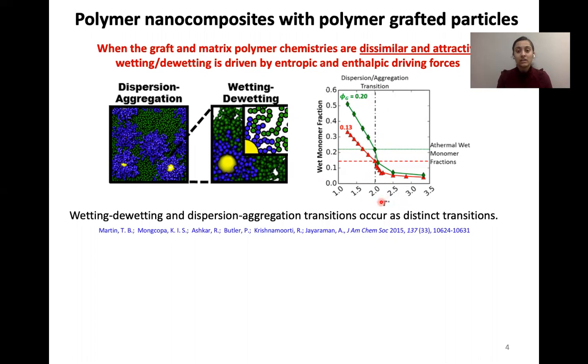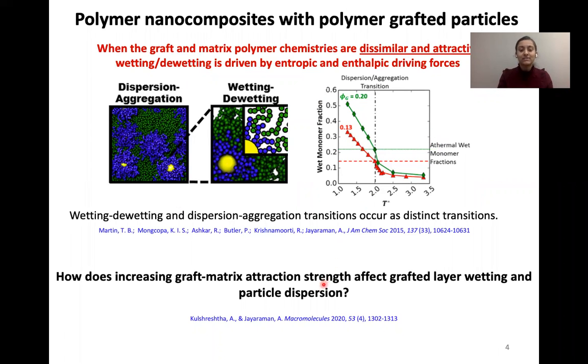They also found that the more wet states were found to be more dispersed, while the less wet states were found to be more aggregated. And at each grafted filler fraction, the dispersion to aggregation transition occurred when the wet monomer fraction was equal to that in analogous athermal or purely entropic graft matrix PNCs. So while this work focused on certain strengths of attractive graft matrix interactions, the question that we're after is, how does increasing graft matrix attraction strength affect grafted layer wetting and particle dispersion?